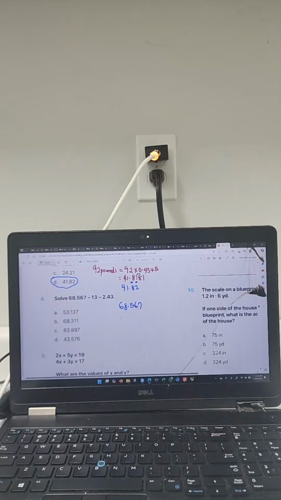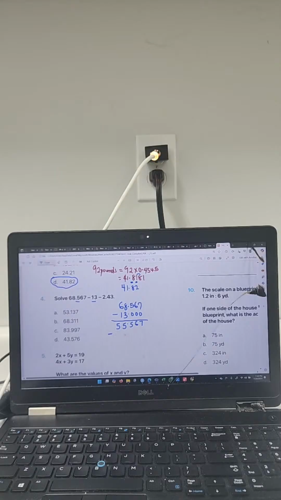68.567 minus 13.000. Let's do that first. 7 minus 0, 7. 6 minus 0, 6. 5 minus 0, 5. 8 minus 3, 5. 6 minus 1, 5. So this minus this is going to be 55.567.